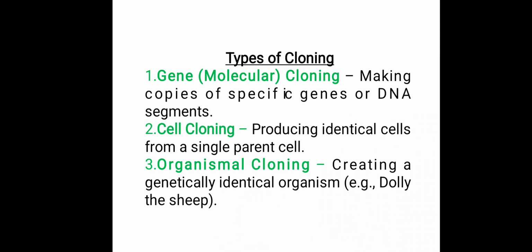So, types of cloning: molecular cloning or gene cloning, which makes copies of specific genes or DNA segments. Second, cell cloning, producing identical cells from a single parent cell. And organismal cloning, creating genetically identical organisms, that is Dolly the sheep, the first one to be cloned.